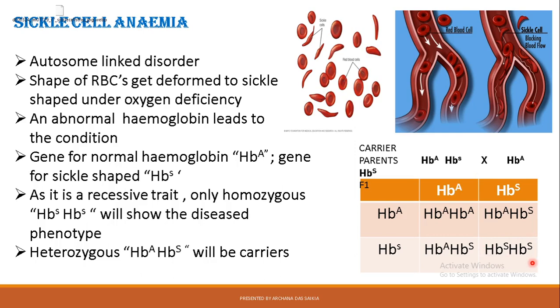So who can have sickle cell anemia? A sickle cell anemic person will have both parents heterozygous. Then only the person will be sickle cell anemic. Otherwise, if one of the parents is a carrier and the other is normal, then the offspring born will not be sickle cell anemic. But of course, they may again become carriers.